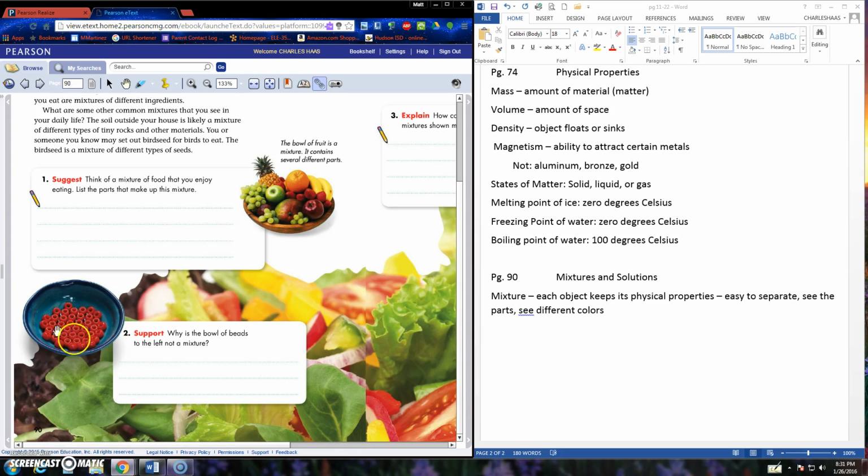Is this a mixture right here? I would say no, because there's not different objects in the bowl. They're all the same object. There's nothing mixed together. There are different pieces, but they're all the same thing.